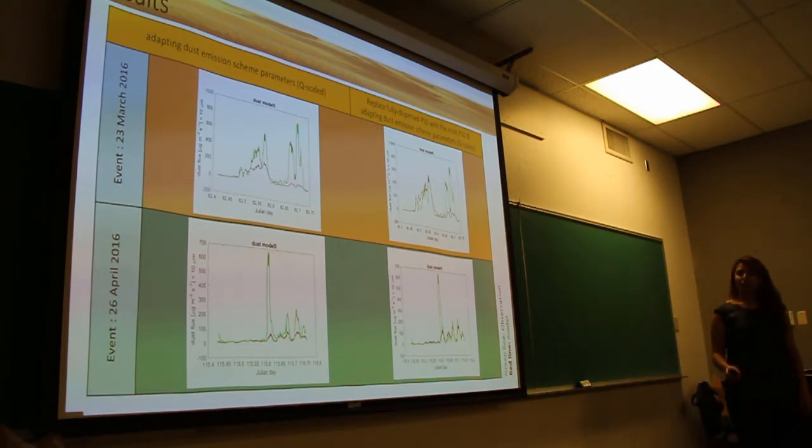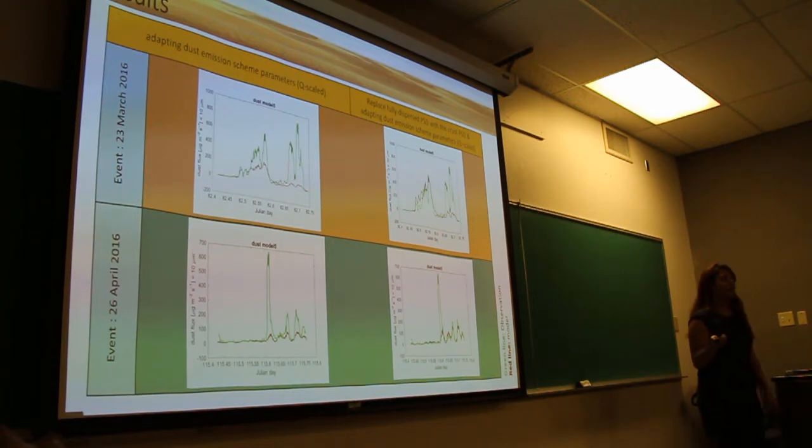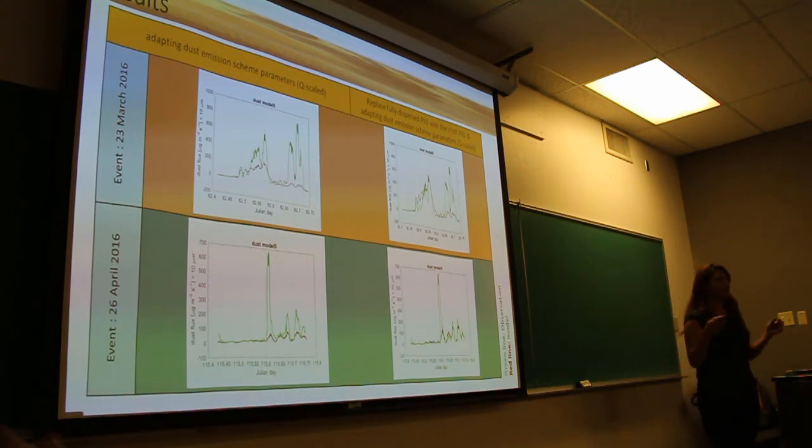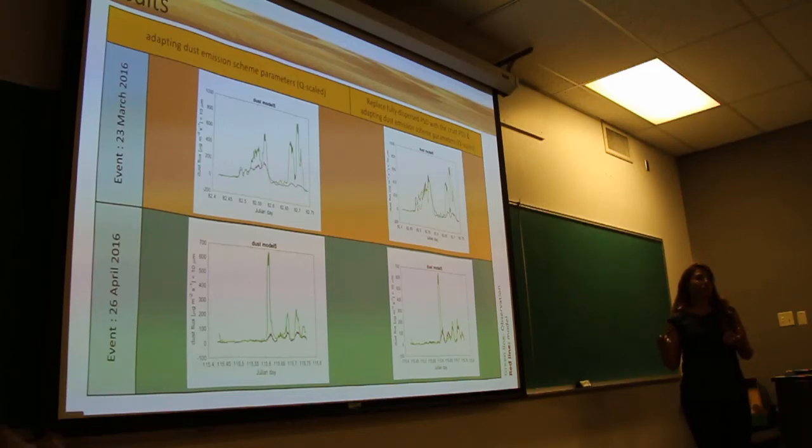And at the end, I just want to say that the dust emission models are key components of the integrated wind erosion modeling system. So it's really important to have an accurate estimate of dust emission rate to get the best results for dust storm prediction. Thank you.